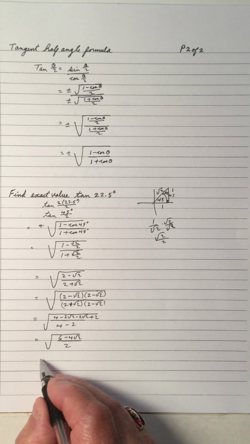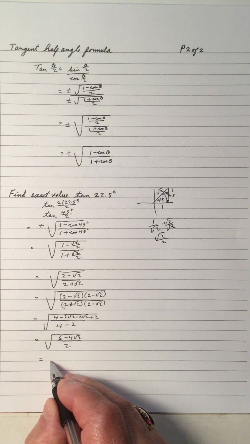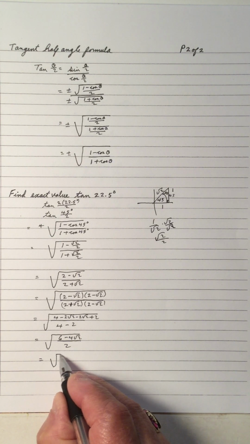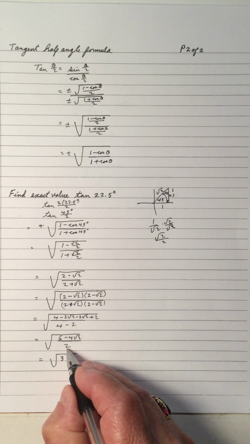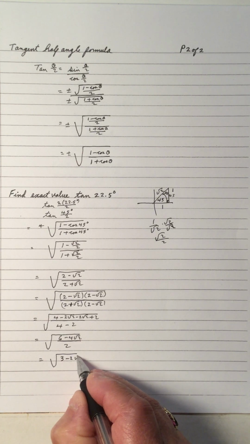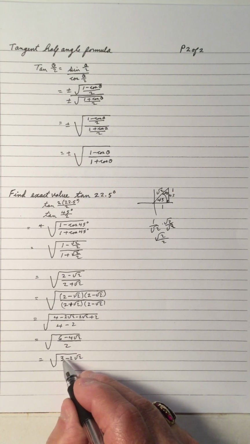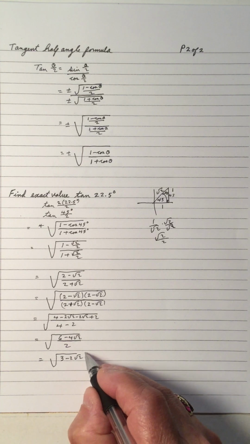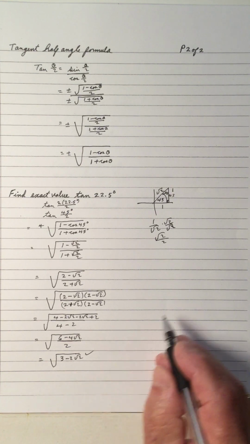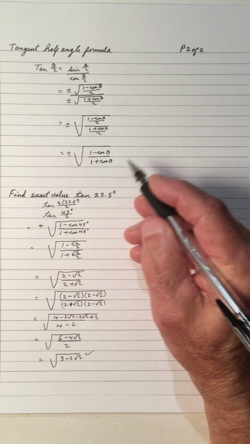And notice that 2 will divide, so we get 6 divided by 2 is 3. 4 divided by 2 is 2. So notice 6 over 2 is 3. 4 root 2 over 2 is negative 2 root 2. So that's the exact answer for the tan of 22.5.